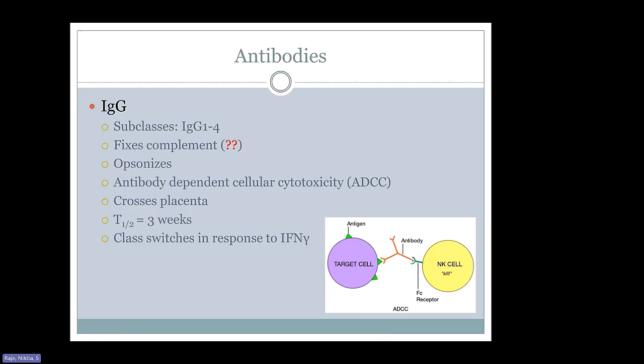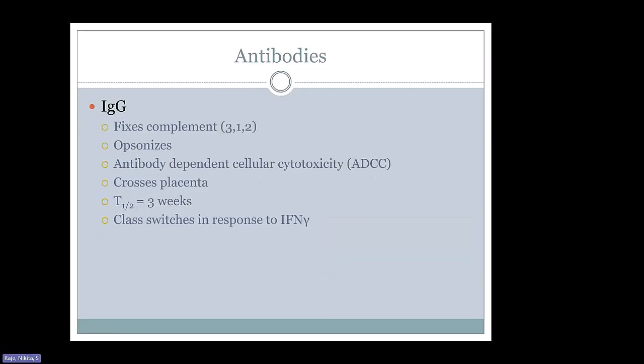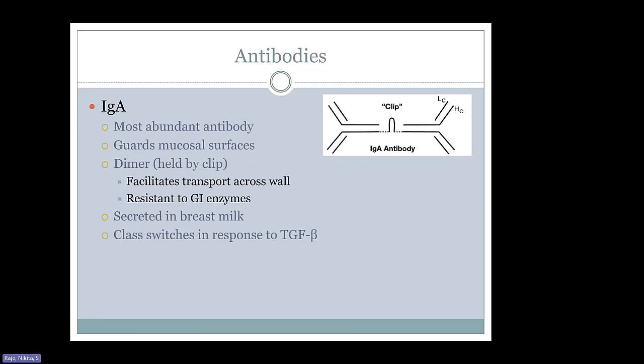IgG, there are various subclasses 1 to 4. It can also fix complement, 3, 1, 2. So IgG3 is better than IgG1, better than IgG2 for fixing complement. The other functions of IgG are opsonization. It helps in antibody-dependent cellular cytotoxicity. It can cross placenta. Its half-life is about 3 to 4 weeks. And then the class switching to IgG occurs in presence of interferon gamma.